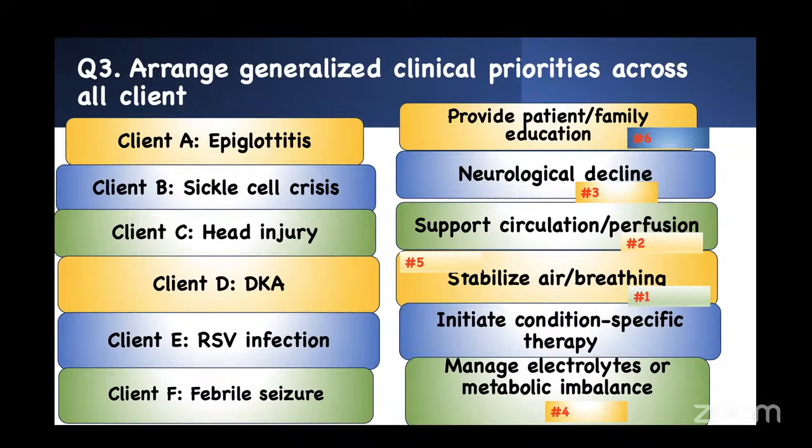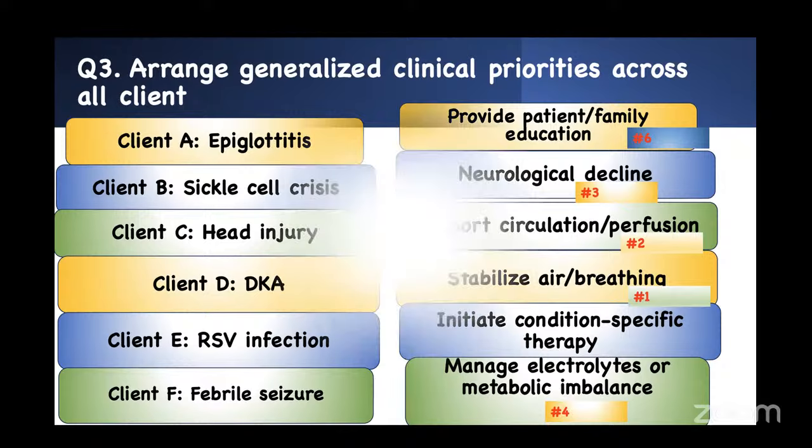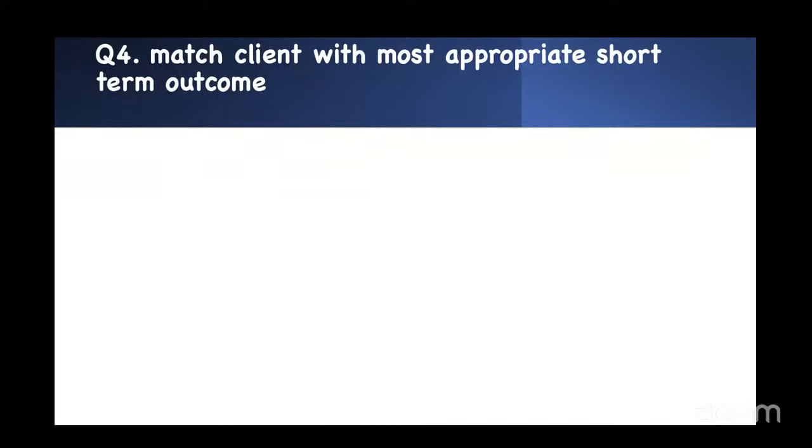We have pain, so support the circulatory perfusion. And then epiglottitis and the RSV, we are going to stabilize the airway. So don't panic. This is the way it should be done. And so when you see questions like that, then you can figure out. Now, match with the most appropriate short-term outcome.